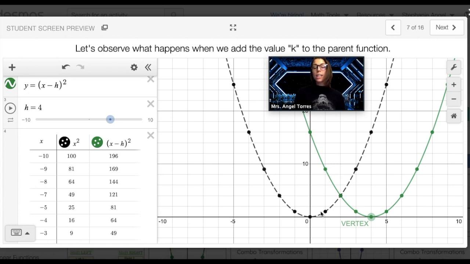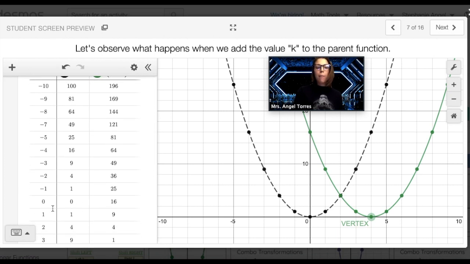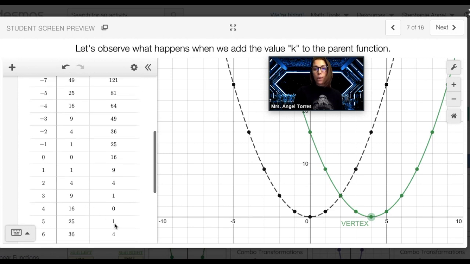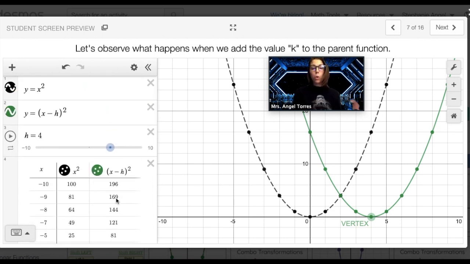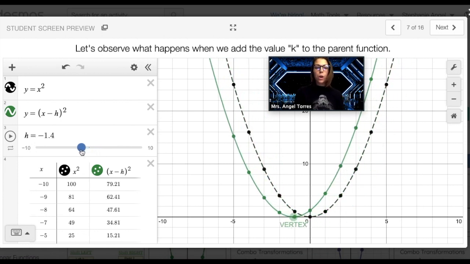Our vertex started at 0, 0. Now it's at 4, 0. The table is harder to see, but basically what happened was our vertex shifted off of 0, 0, and now it's down to 4, 0, meaning all of the rest of my points have also shifted 4 units to the right. Now what happens when h is negative 4?